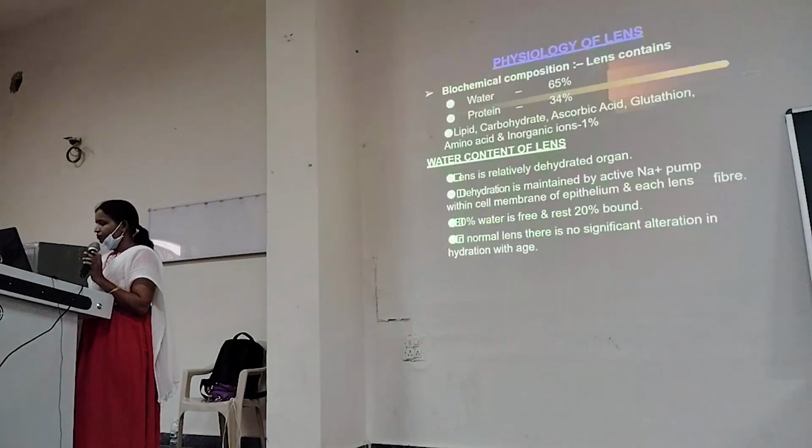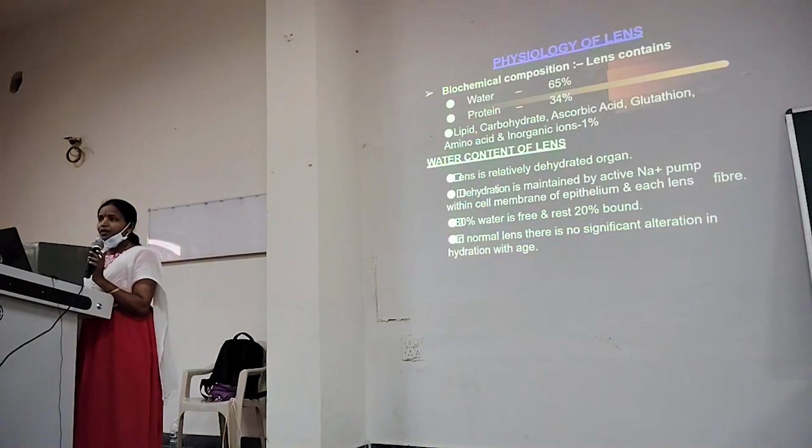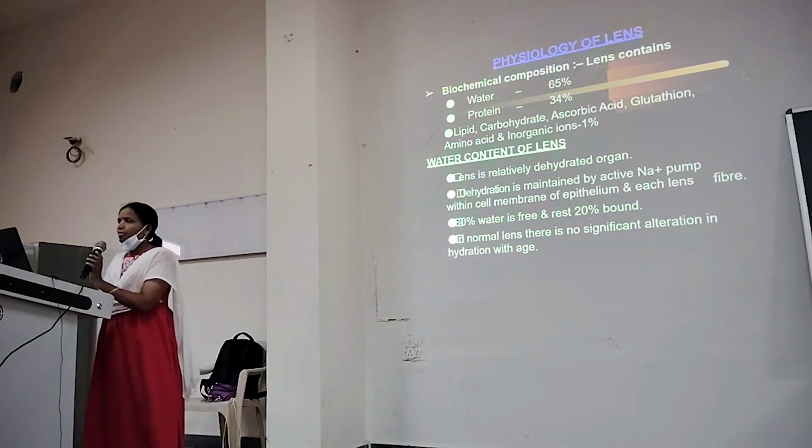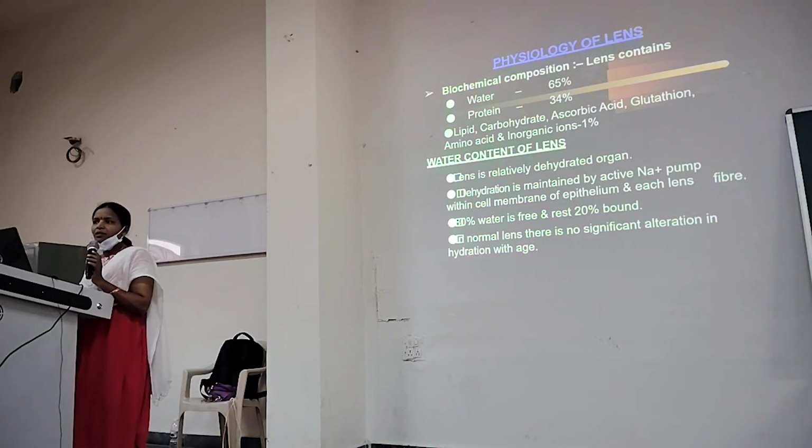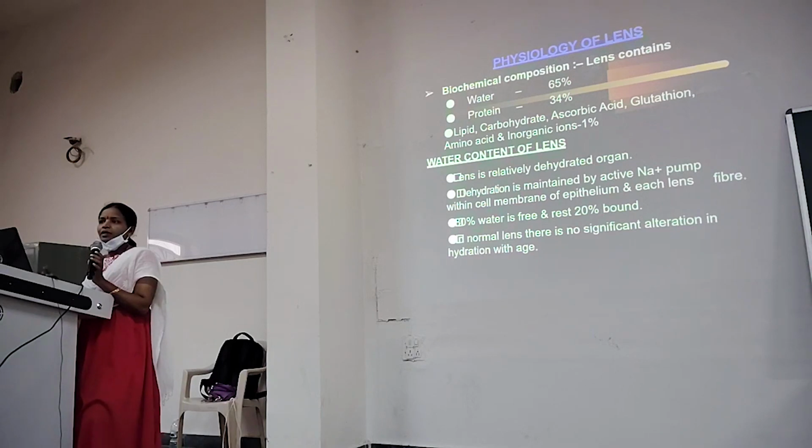This is in brief about anatomy, and coming to physiology of the lens. As I told you from the beginning, it is a transparent structure and its transparency has to be maintained. It is an avascular structure, so it depends on the aqueous humor present in front of the lens and the vitreous body behind for its metabolism, as there is no blood supply to the lens.